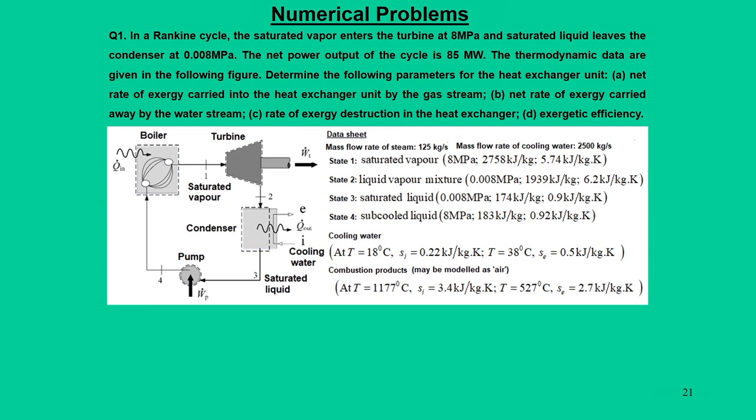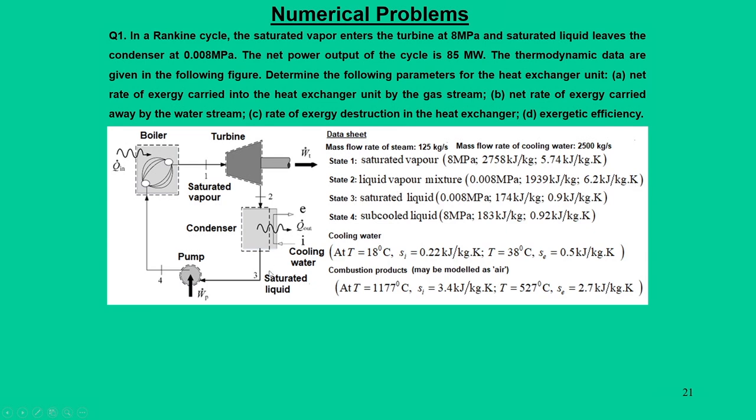So, here I need to summarize the states when the vapor power cycle operates. State 1 is the entry for the turbine, and it is saturated vapor. At this state we have 8 megapascal, 2758 kilojoule per kg enthalpy and 5.74 kilojoule per kg Kelvin entropy. Similarly, state 2 is the exit of the turbine and entry for the condenser, which is a liquid vapor mixture at a lower pressure of 0.008 megapascal, 1939 kilojoule per kg enthalpy, and entropy of 6.2 kilojoule per kg Kelvin.